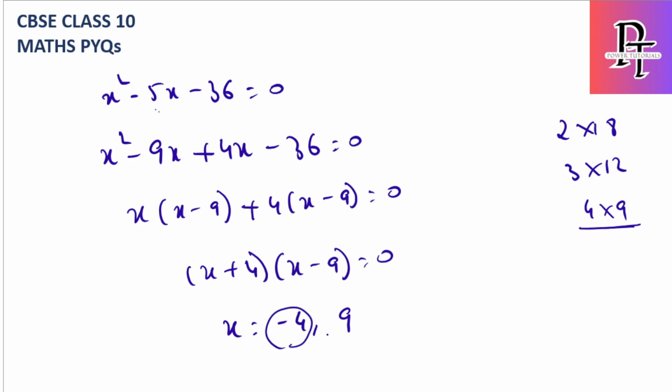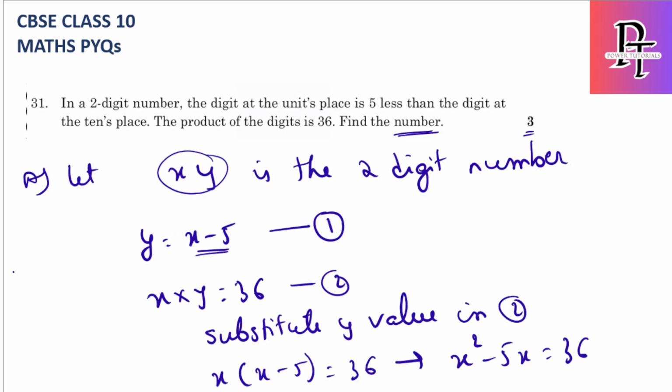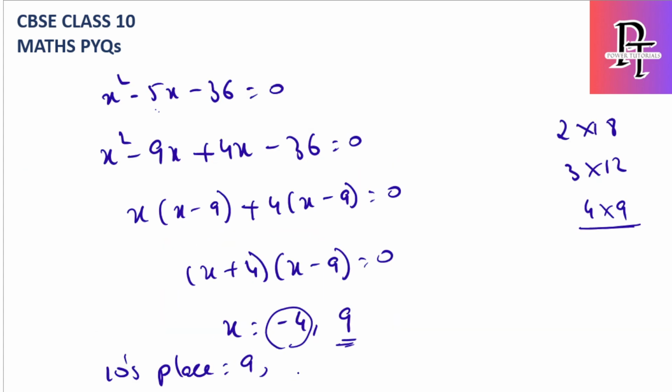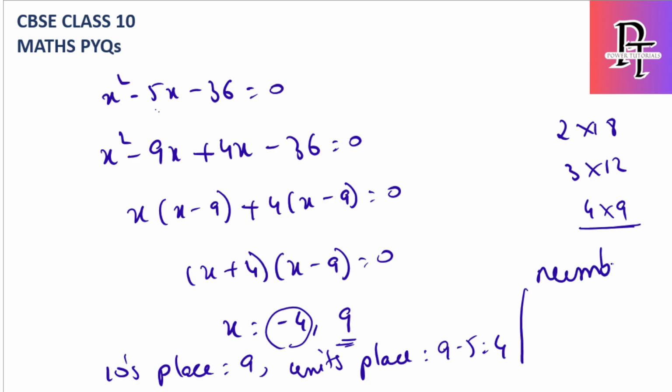But minus 4 cannot be a digit value, so 9 is the proper answer. So x, that is the tens place, is equal to 9. Let's find the units place. They have one relation: units place is x minus 5. So units place is equal to x minus 5, which is 9 minus 5, equal to 4. So the total number is 94.